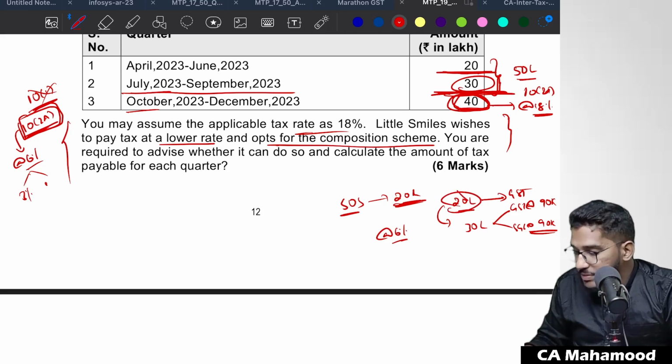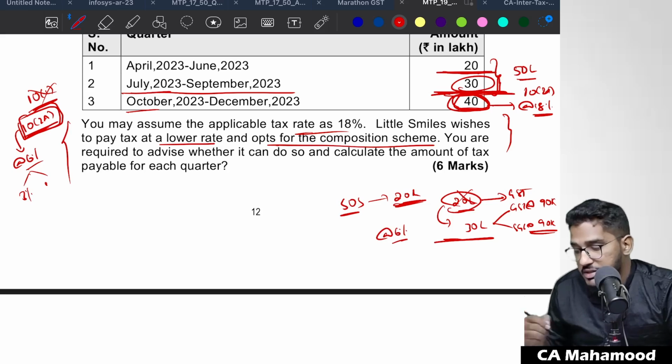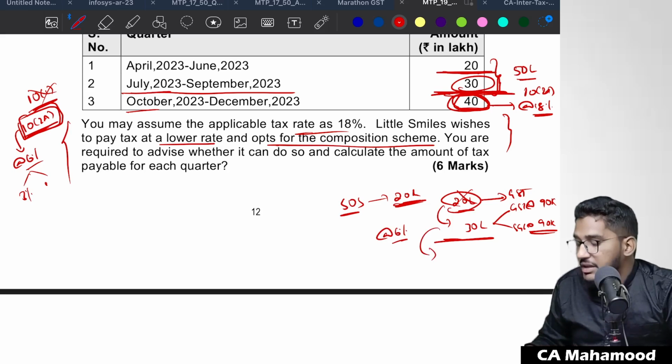So initial 20 lakh rupees, no GST. Up to balance 30 lakh rupees, you can be under composition scheme and pay the GST at the rate of 6%, 3% CGST, 3% SGST. After that, you become ineligible for availing the composition levy.